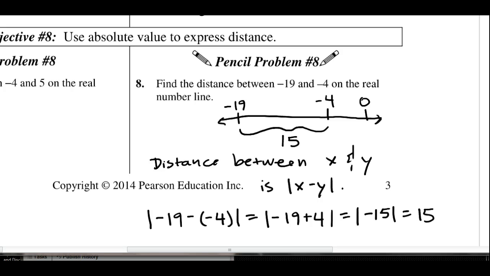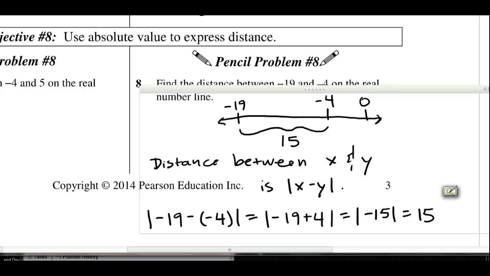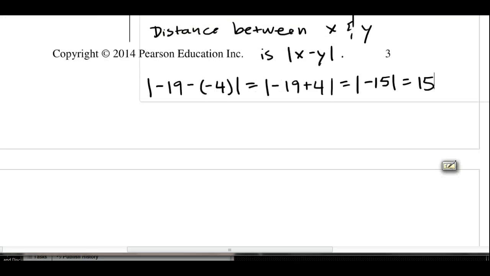So that's two different ways to do the problem. The absolute value way is a little bit more abstract, but once you've thought about what it means in terms of the number line, you can really see that there's a clear connection between the picture and the formula. So anytime you have two numbers and you want to figure out how far apart they are, you can just do the absolute value of their distance.